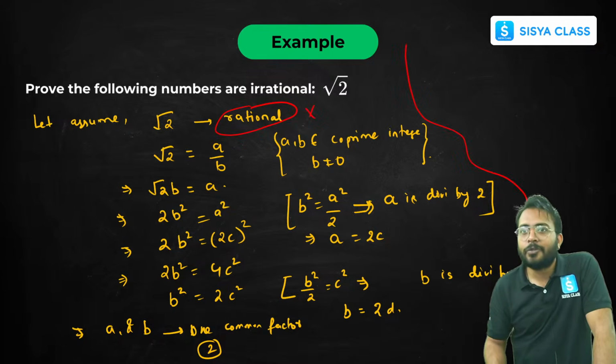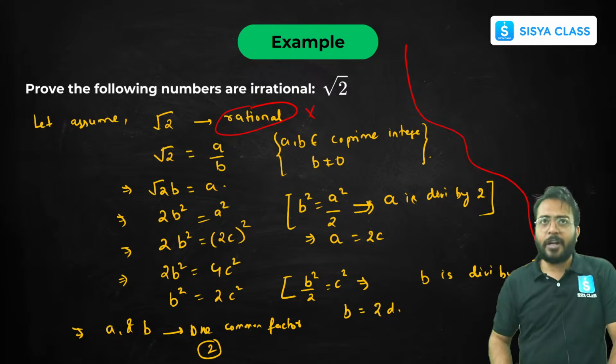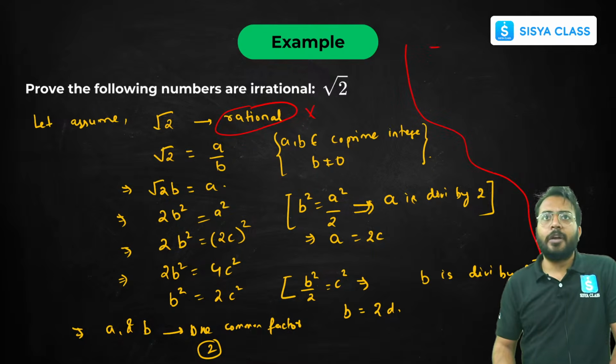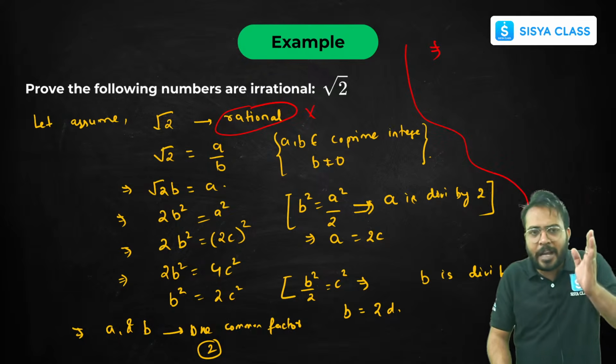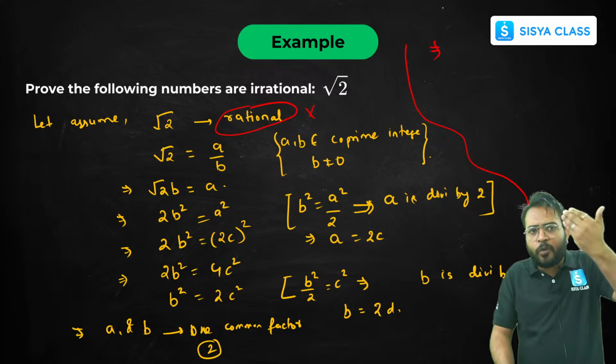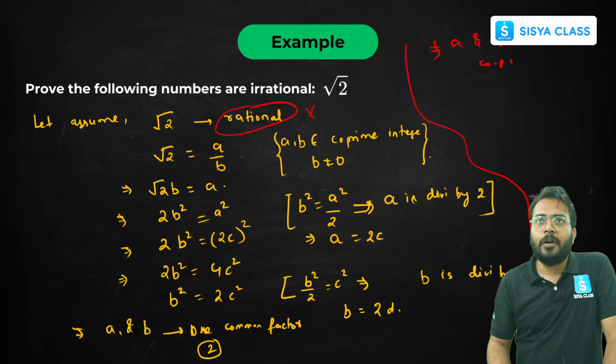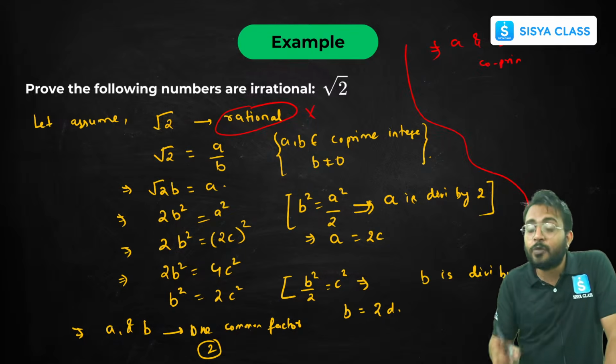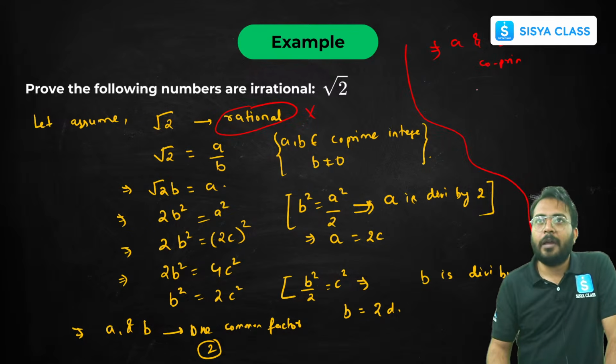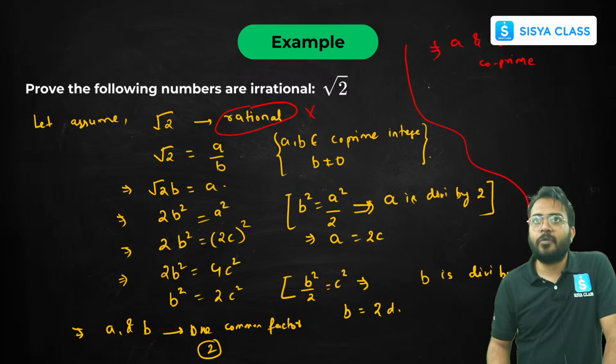Okay, fine. So here you need to write some sentences, okay. You need to write some theory part also here, okay. So you can write here like this, okay. Since a and b are having one more common factor, that means a and b are not co-prime. They are not co-prime, okay. And it is contradictory to our assumption, okay.